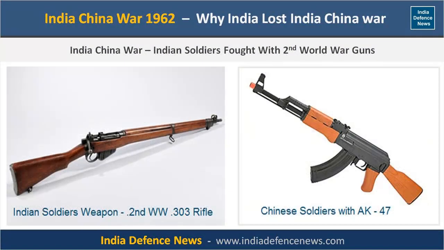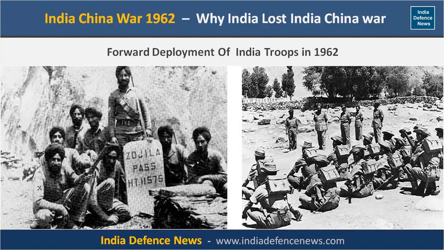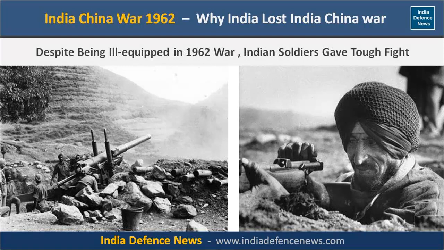The ill-equipped Indian army soldiers were fighting with Second World War .303 bolt-action rifles, which could fire only one bullet at a time, whereas the Chinese army was equipped with the latest automatic assault rifles, recently acquired from Russia. Due to lack of preparation, the Indian army could deploy only 20,000 soldiers, fighting against 80,000 strong, well-equipped Chinese soldiers. Despite these limitations, the Indian soldiers fought and laid down their lives to defend the motherland till the last bullet.